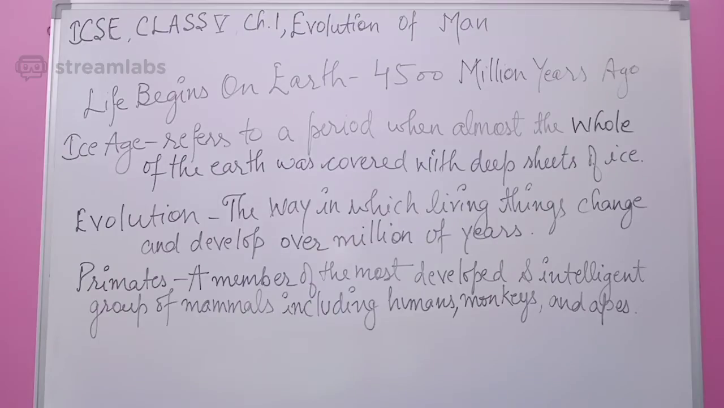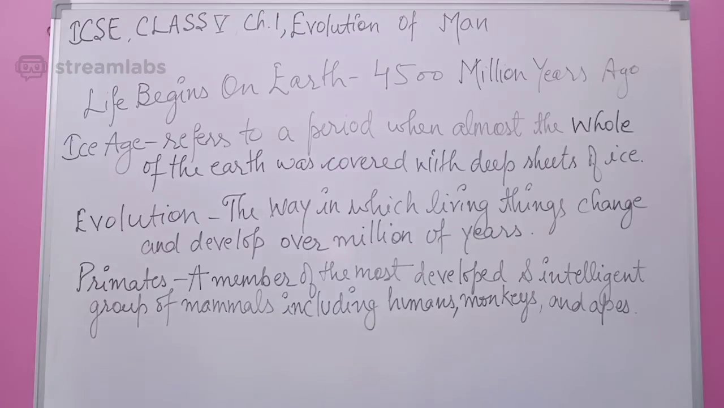Good evening, children. Today we are going to read the first chapter of SST, that is Evolution of Man. As by the word only, you can understand what is the meaning. The word evolution means from where these human beings came on earth and how they came, how many years they took. So now I'm beginning.